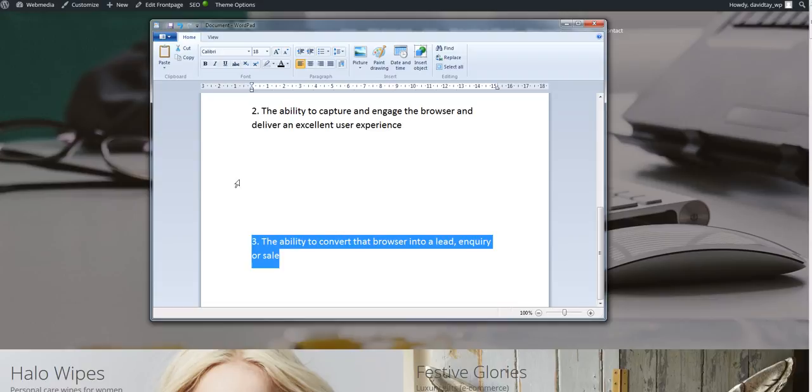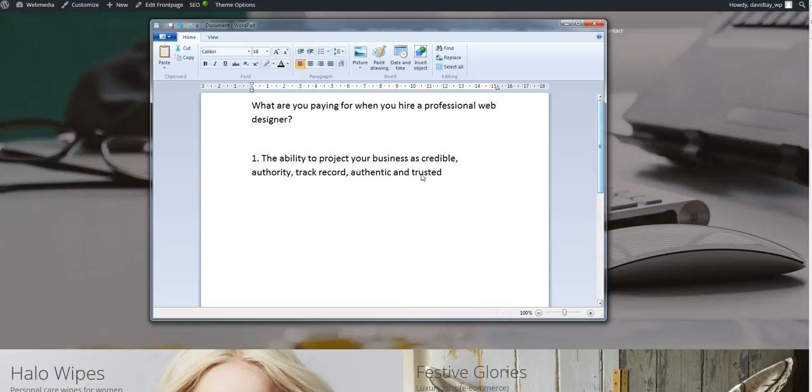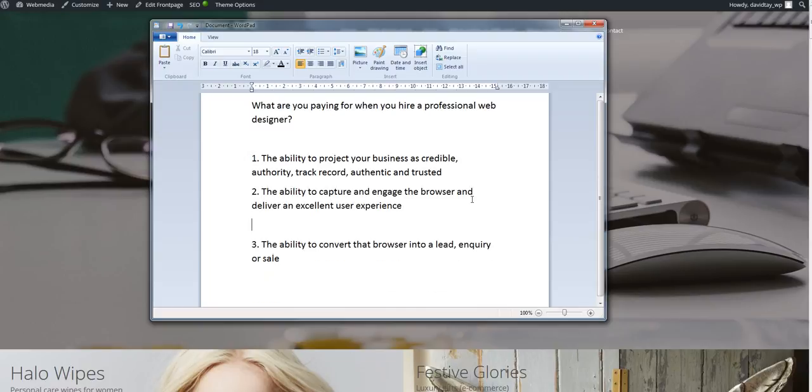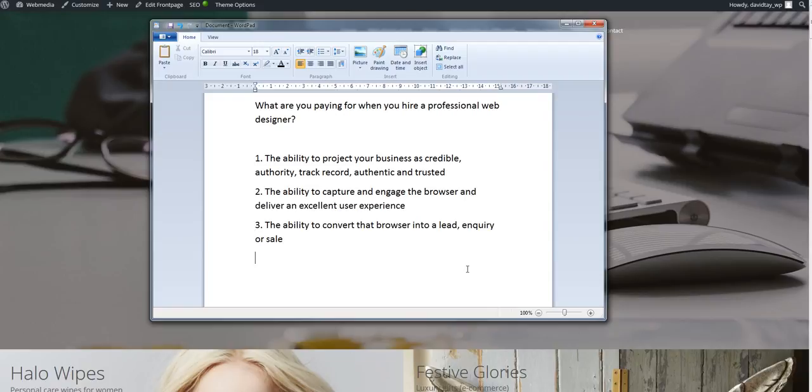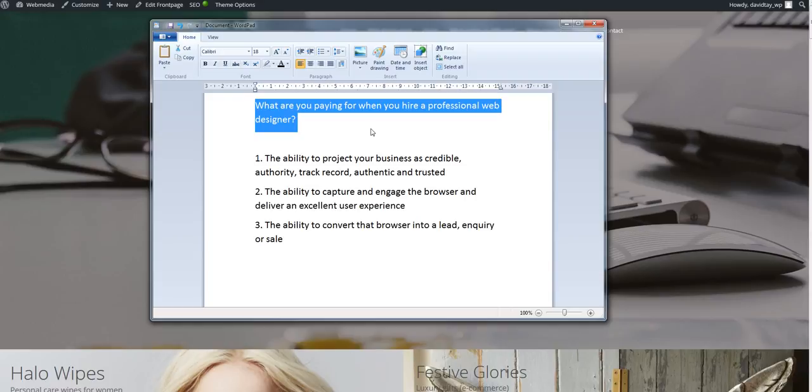And therefore, what a professional web designer will bring to you is the ability to convert that person on your website into an email address or an inquiry or a direct sale. So three very strong reasons, I think, why professional web designers are worth the money that you pay them. And those are my three tips on what you're paying for when you hire a professional web designer.